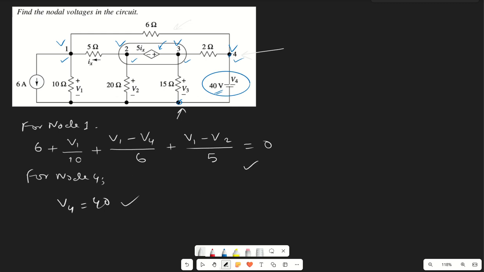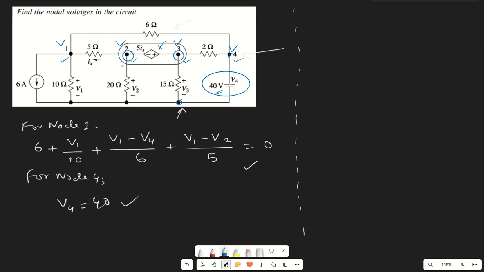Now the next issue will be when we are going to write down the equation here, because we cannot write down the equation for these two nodes. So how to solve for a supernode? For a supernode, like in the case of a supermesh, here also we have to write, in place of these two equations which we have lost, one KCL equation and one KVL equation. So what will be the KCL equation?